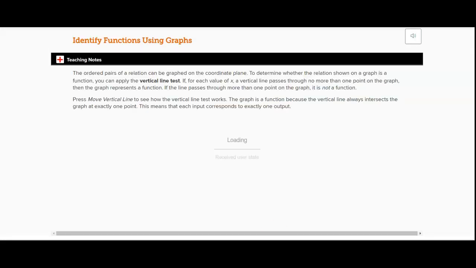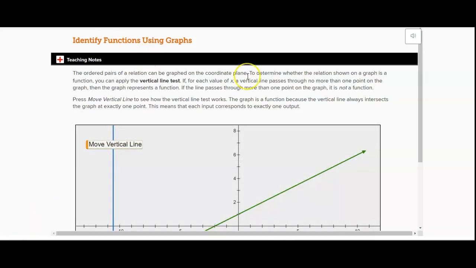And let's look at telling if something is a function using a graph now. Now, the ordered pairs of a relation can be graphed. To determine whether the relationship shown on a graph is a function, we can use something called the vertical line test. Because if for each x value a vertical line passes through no more than one point on the graph, it is a function. If it passes through more than one point, it's not a function.